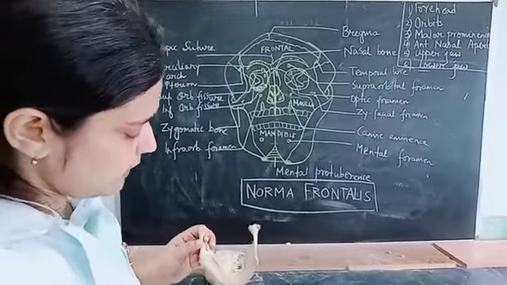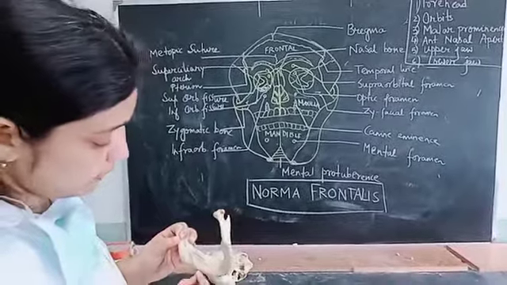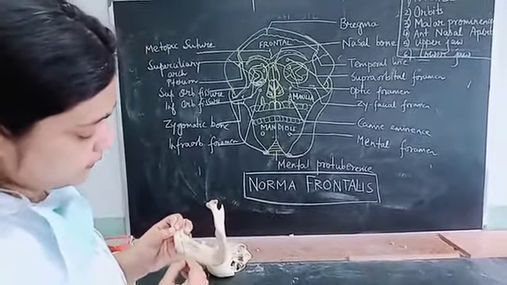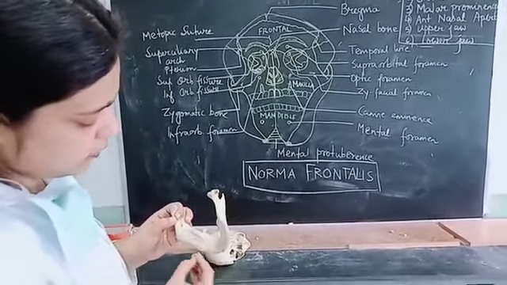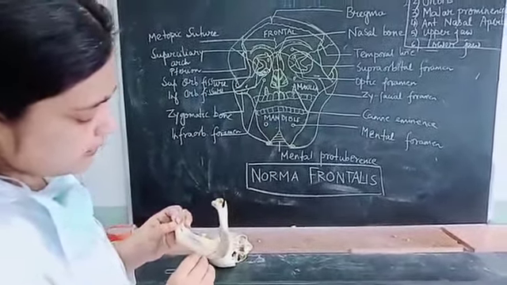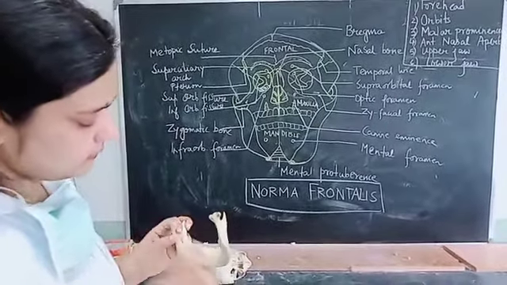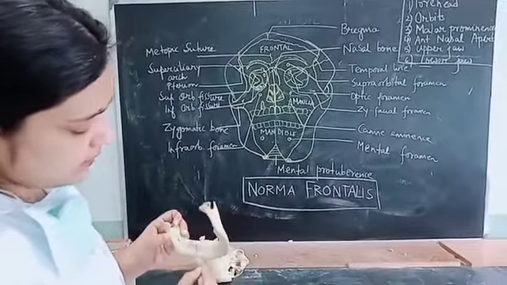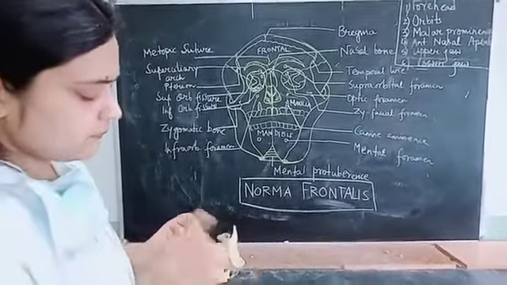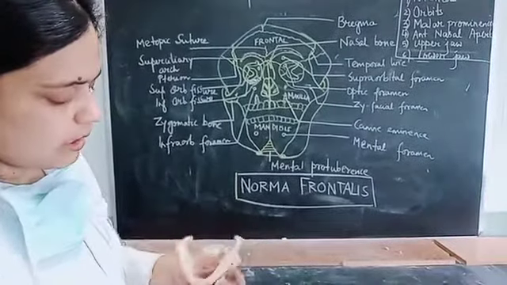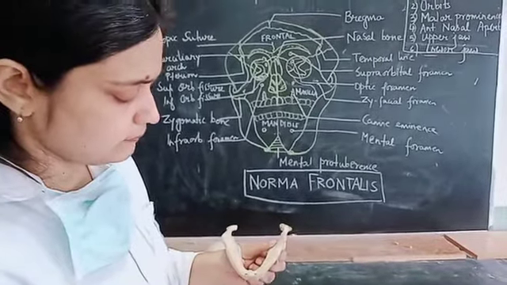Posteriorly, what will we find? We will find the mylohyoid groove and mylohyoid line. This one is the mylohyoid line, and this is the mylohyoid groove. These are the superior and inferior genial tubercles. This is the sublingual fossa. This is the submandibular fossa. Next, come to the lower border. These are the digastric fossae.